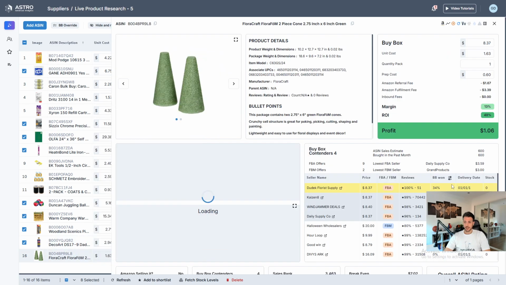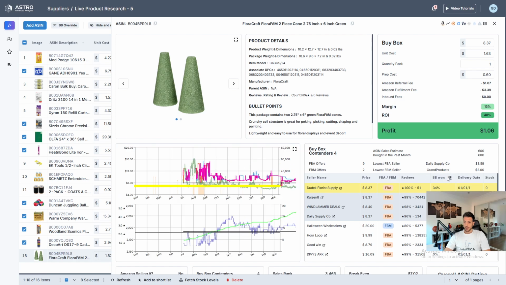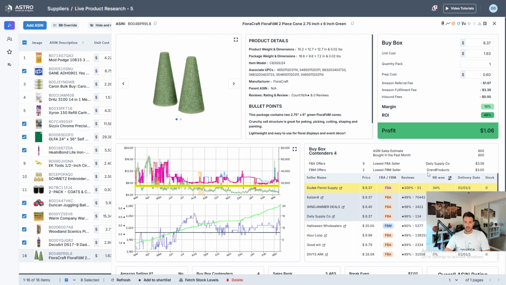Let's check out the listing. Nice even spread of the buy box, 34%, 14%. It's not one seller completely dominating it. Let's just go back to, yep, it's fine.